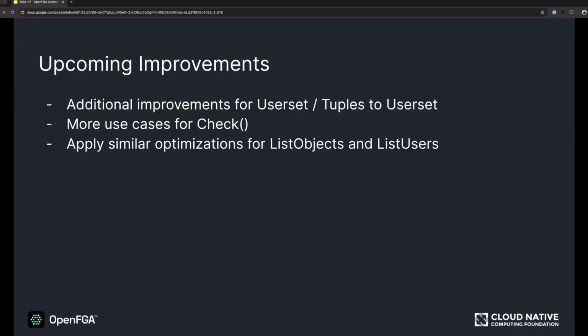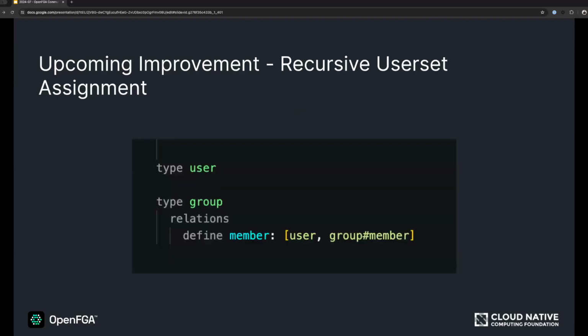So the code, the experiment and the code improvement, has now been merged into the main branch, and it will be available in our next release. And the performance improvement work does not stop here. We plan additional improvement for the user set and tuple to user set case. In addition, we will look at more use cases for check and apply a similar optimization for list objects and list users.